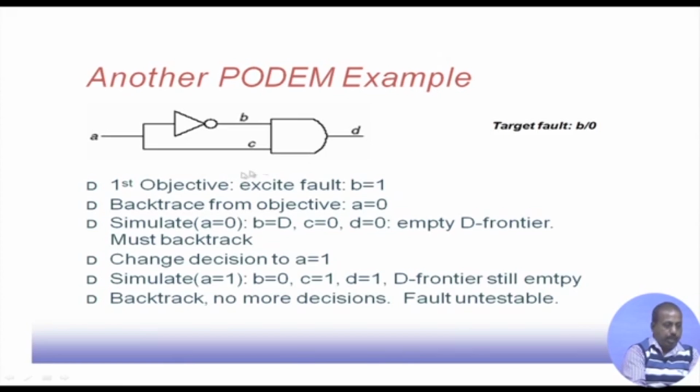So we must backtrack. Backtracking will change a to be equal to 1. So this was the previous objective. We see that with this we cannot achieve the thing, the D could not be propagated. So we backtrack and change the decision to a equal to 1. Now we simulate with a equal to 1, and we see that b equal to 0, c equal to 1 and d equal to 1. But in that case the D frontier is still empty, because this D could not propagate to the primary output, and there is no more decision to be simulated. So this fault is an untestable fault.